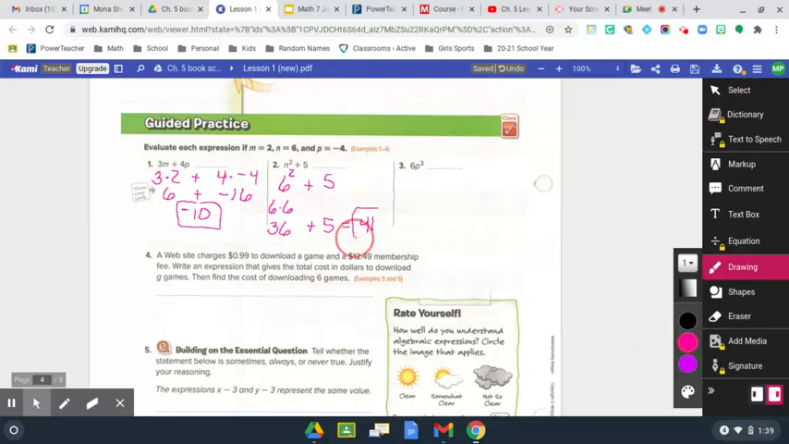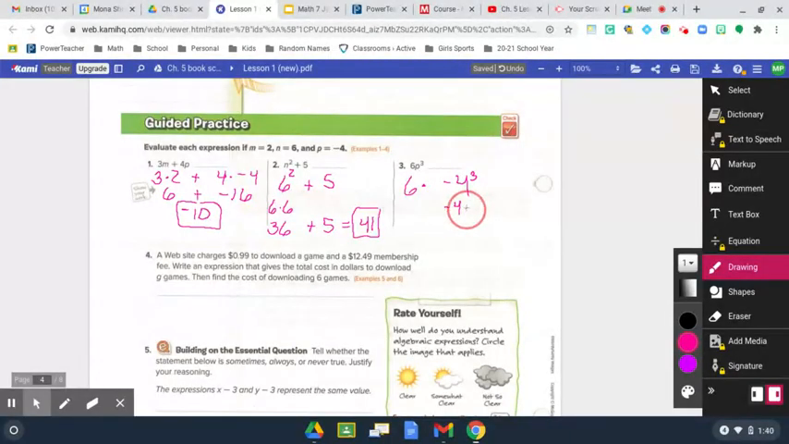There it is. Okay, next one, number 3. 6 times p cubed. 6 times p is negative 4 cubed. So we have an exponent. So thinking about order of operations, this has to come first. And so if we're going to take negative 4 and cube it, it looks like this.